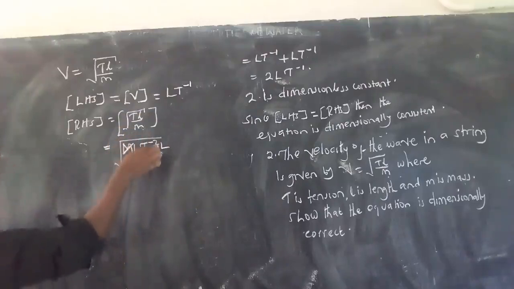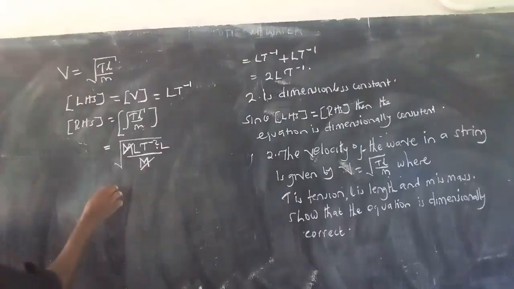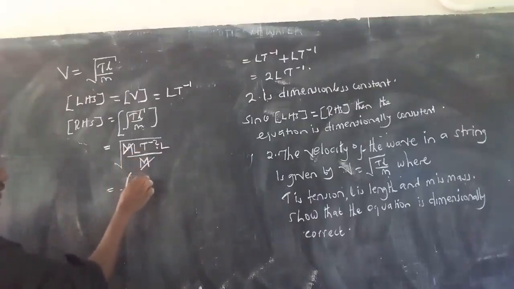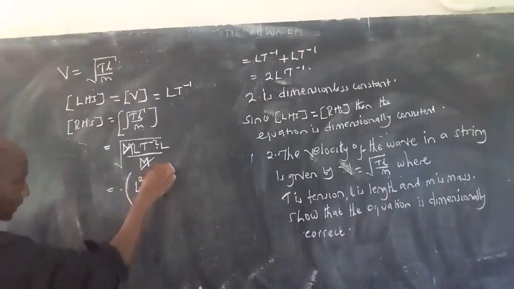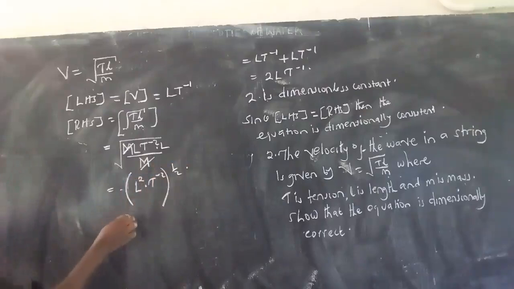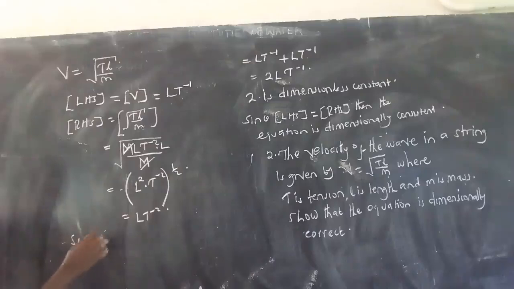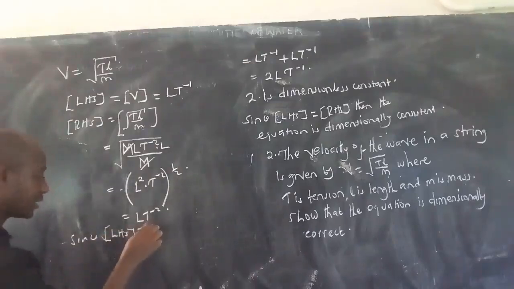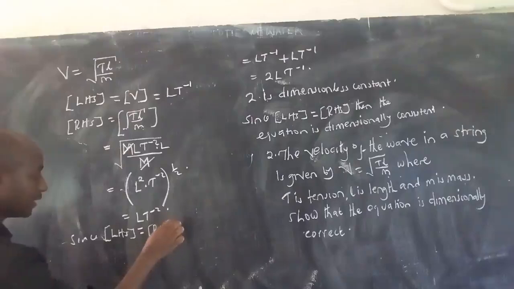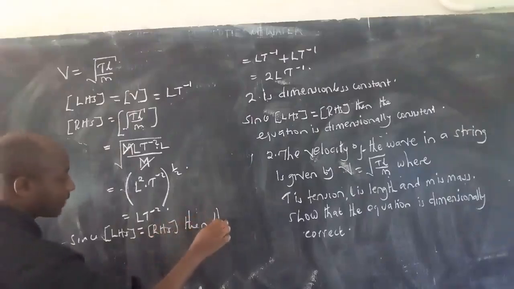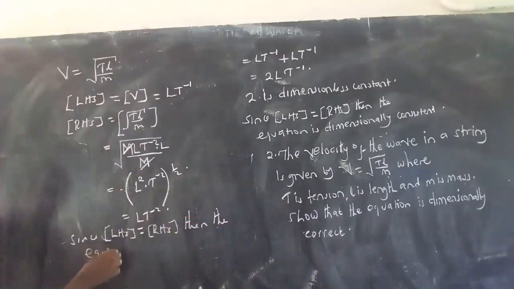So this will cancel, and the answer is going to be square root of, we can take it to power half, okay? This is L squared times t negative 2, to power half, which will be L t negative 1. Since dimensions of left hand side is equal to dimensions of right hand side, then the equation is dimensionally correct.